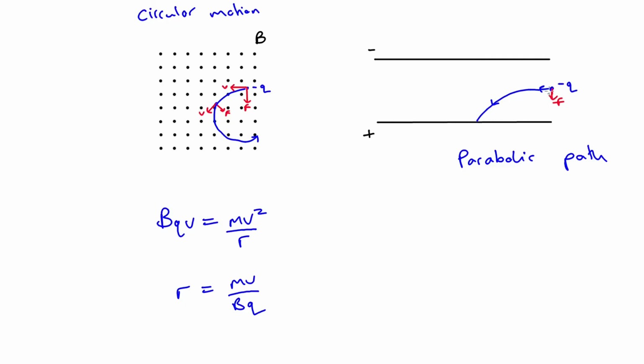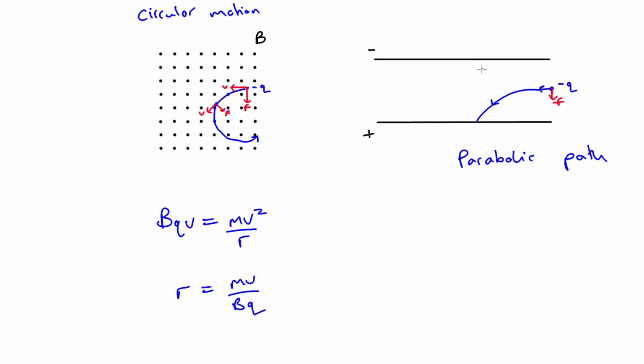the electric force on the electron remains downwards. The direction of the electric force doesn't change, whereas here the direction of the magnetic force changes, so it's always perpendicular to the direction of travel. Here the force is always in the same direction. The electric force is always, for a negatively charged particle, in the opposite direction to the electric field.